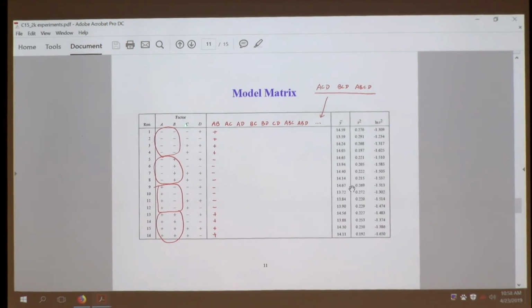The way we calculate the effect on the response y bar is we take this column and this column, multiply them together, sum them up, and divide by 8. If you want to do the interaction, 3-way interaction, or 4-way interaction, you just follow the same practice. For dispersion, you do the same. You just use this column multiplied by dispersion, and then divide by half the size of the runs.